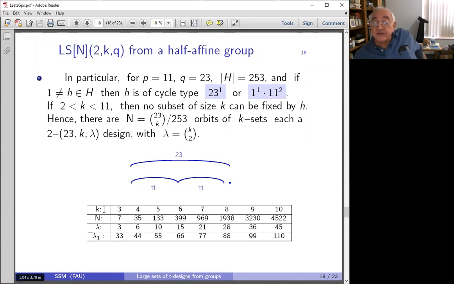If you look at all the various Ks from 3 to 10, I don't go farther because, of course, 11 sets are fixed by elements of the group. So in all of these cases, you get large sets of t-design lambda designs. Here's the lambda, and here's lambda 1. I mean these as 1-designs. Okay, the 2-designs, of course, are also 1-designs, and here's the decomposition.